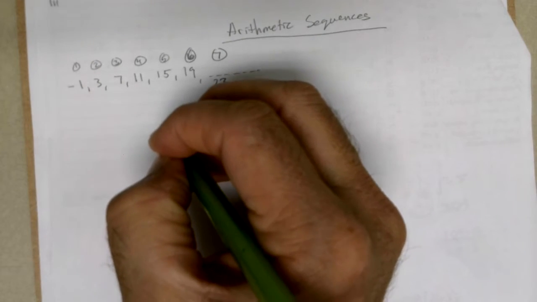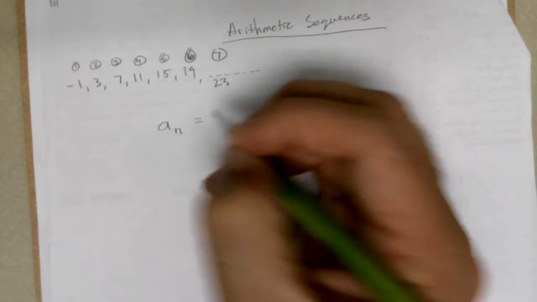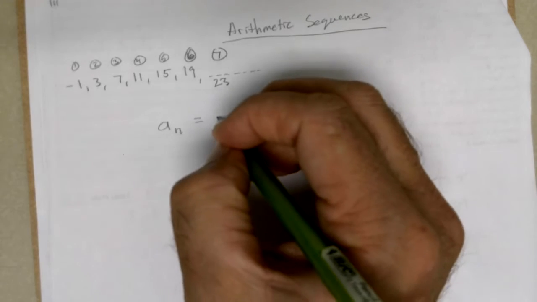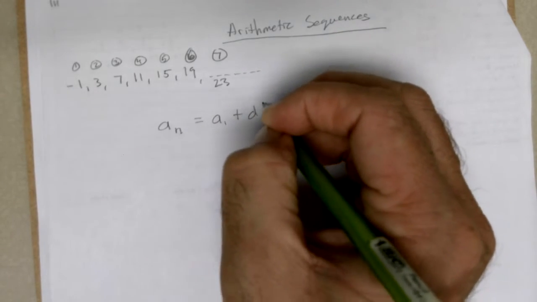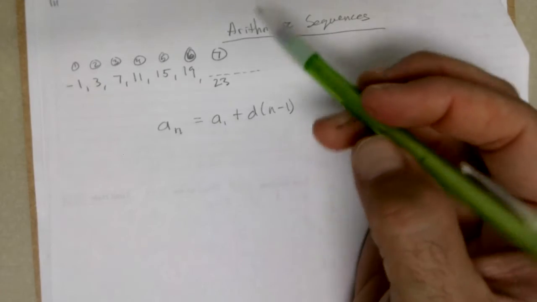And it has the form, and I'm not going to take the time to show you why, where a sub n is equal to the first term, a sub 1, plus the difference times n minus 1. So for example, let's just say here we wanted to check.